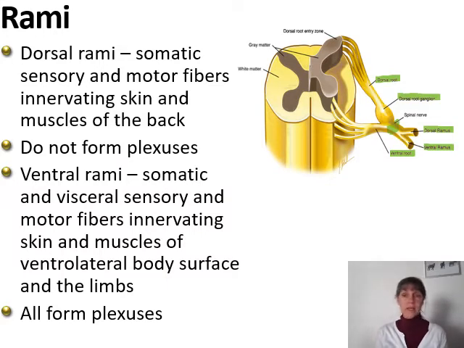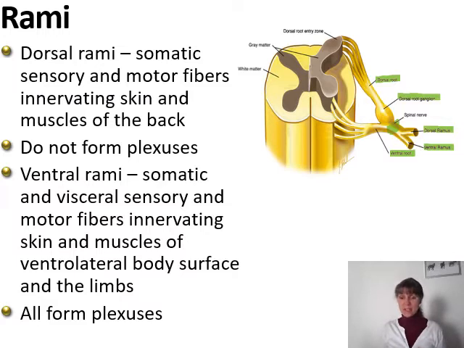They do not get involved in forming any of the plexuses that we just saw on the previous slide. The ventral rami are going to carry somatosensory and viscerosensory as well as motor fibers that innervate the skin and muscles of the front and sides of the body as well as the limbs and the organs inside the body.